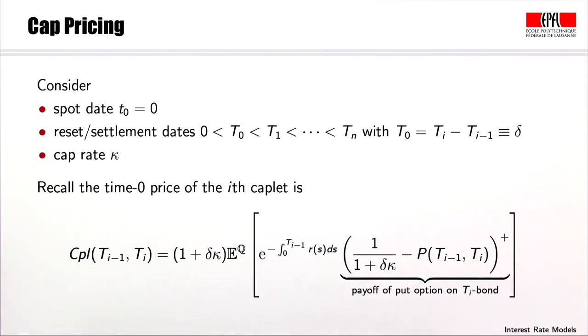Recall that the ith caplet that resets at time T_{i-1} and settles at time T_i is equivalent to 1 plus delta times kappa times the put option on a T_i bond that expires at time T_{i-1}. The price of the ith caplet, therefore, is given by the Q expectation of the discounted payoff of this put option on the T_i bond.